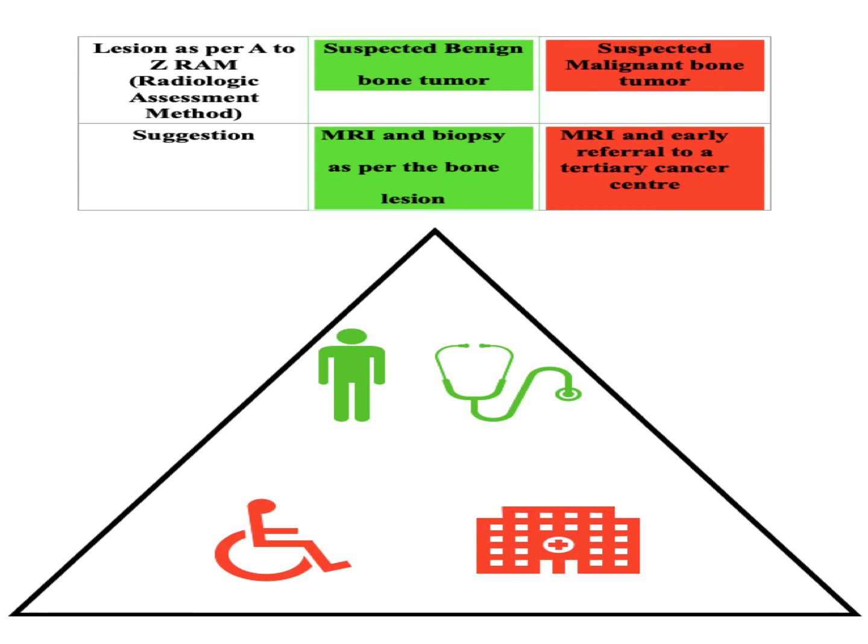So again, we would like to repeat the things. If you suspect a bone tumor based on your radiographic assessment, get an MRI done of the patient and do a biopsy if required for that lesion. If you suspect it's a malignant bone lesion, get the MRI done and refer the patient at the earliest to a tertiary cancer care center so that the treatment is not delayed.